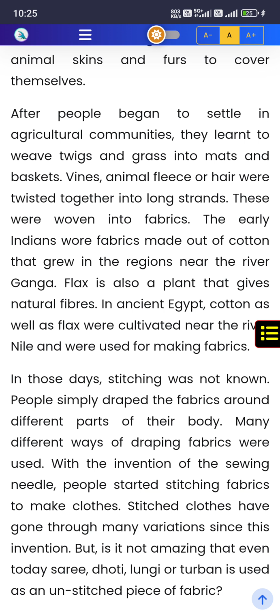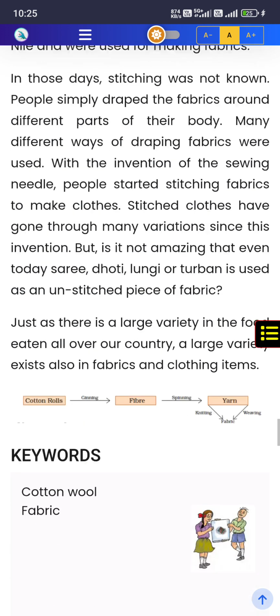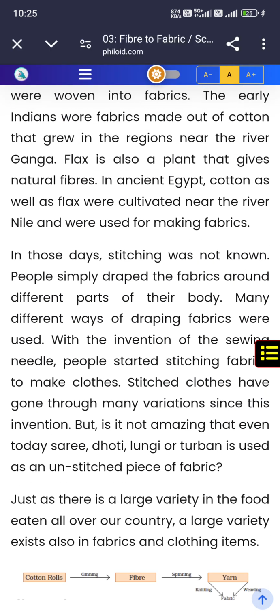Flax is also a plant that gives natural fibers. In ancient Egypt, cotton as well as flax were cultivated near the river Nile, and were used for making fabrics. In those days, stitching was not known. People simply draped the fabric around different parts of their body. Many different ways of draping fabric were used.